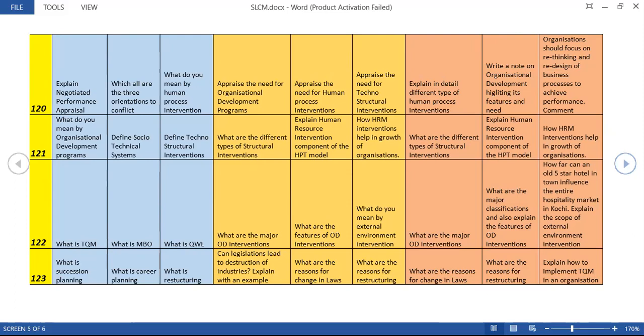Then the next is about OD programs, already said. Then socio-technical systems, that is, a social group in a technological system is a socio-technical system. What are the techniques that we use to manage that group? Then HRM interventions, already said. Interventions to correct the shortcomings in human resources, that is what human resource intervention or HRM interventions mean.